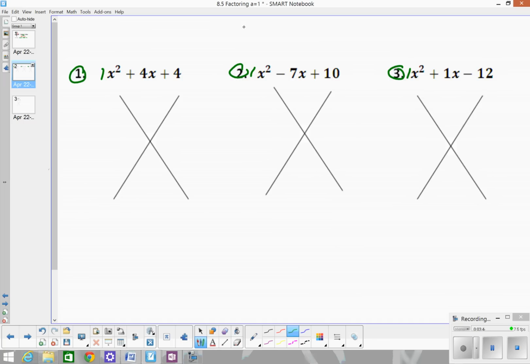Okay, good. So now I'm going to teach you a method. It's called the X method, which is going to organize what you're trying to do. What I essentially want, my ultimate goal, is to have two sets of parentheses. So I want two numbers that I am going to multiply to be the last number. If I multiply to be the last number, it's going to be plus 4.